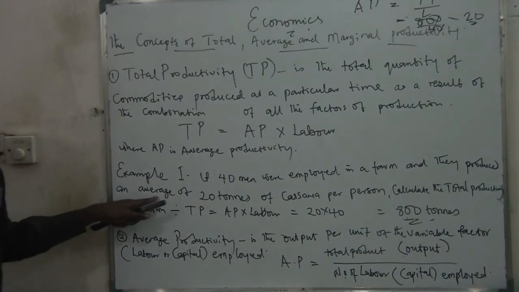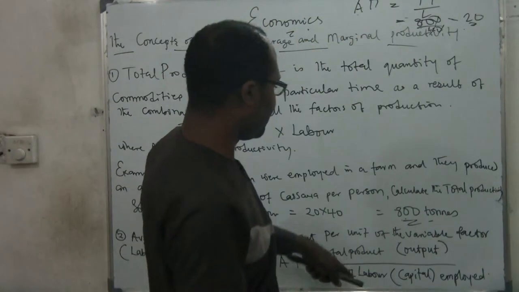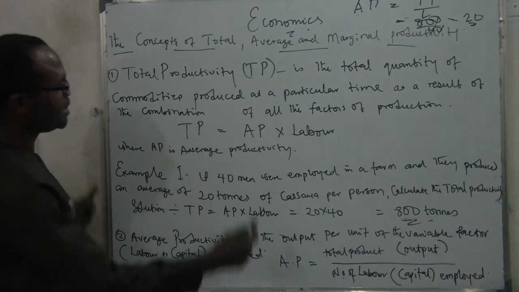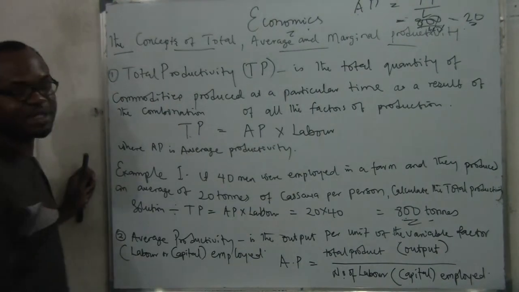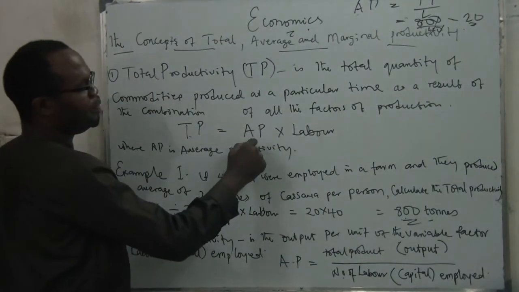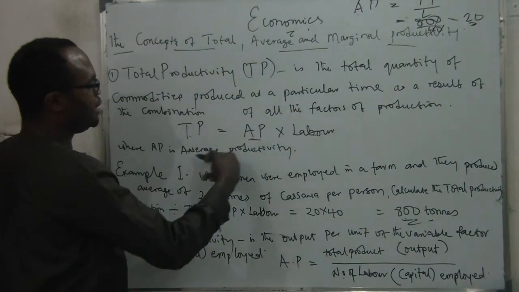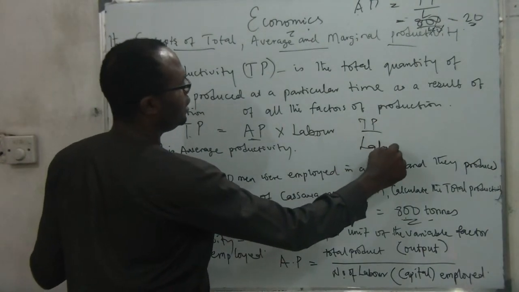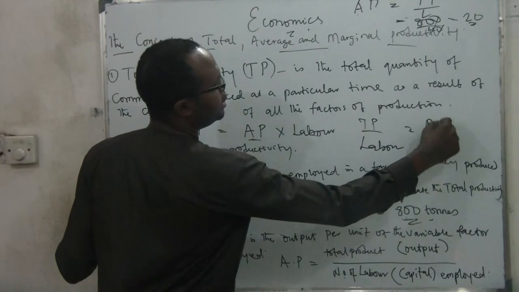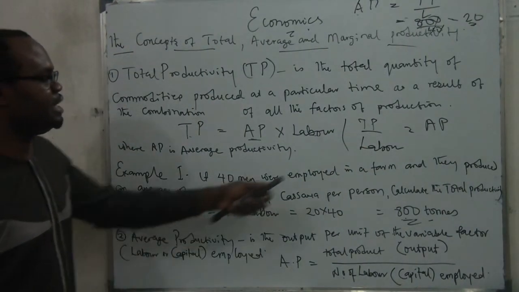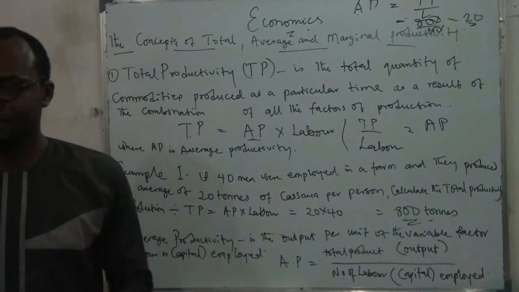You see that? So this formula and this formula relate. AP is equal to TP over L. It's the same thing as saying TP is equal to AP times L. Is it not? In your mathematics, you know that if you make AP the subject, this one will go over here and it will be under. So it will now be what? TP all over what? Labor equal to what? AP. This formula and this formula are the same thing. You just make AP the subject of the formula. Isn't it?